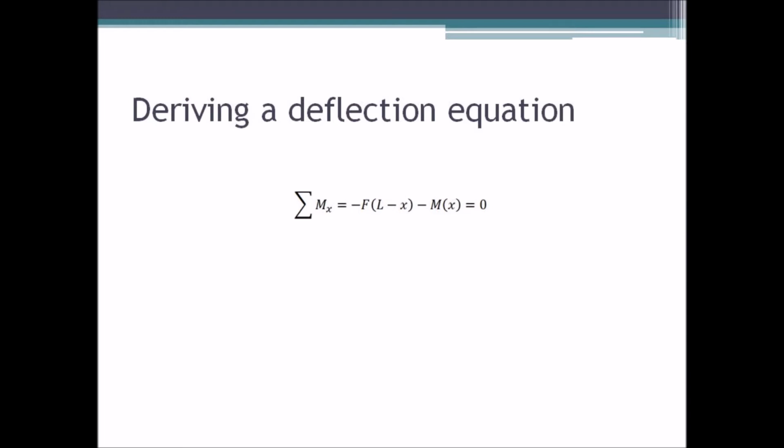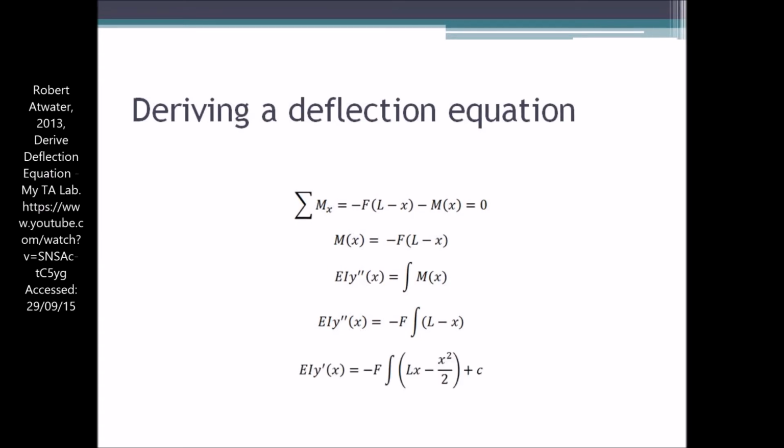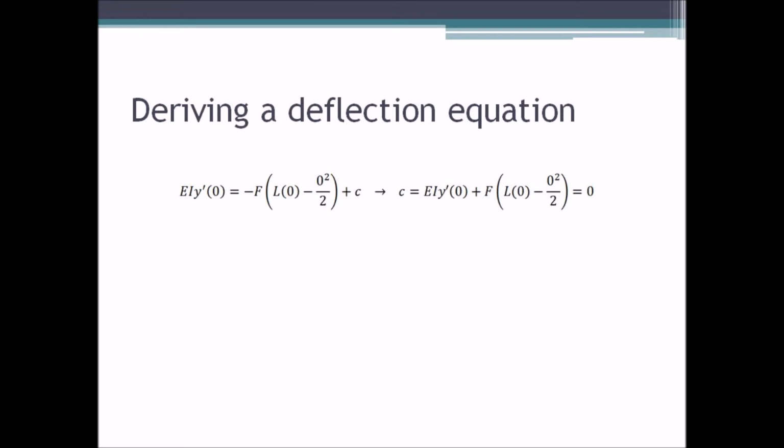To find the equation for deflection, we first need to sum the moments, which will be equal to 0. This will give us our new expression for bending moment, which will finally be equal to negative force times length minus x, x just being any point on the beam. We can substitute this into our equation to find deflection. We need to integrate twice, but first we prove that c is equal to 0. At the fixed end of the beam, it resists rotation. So the slope is going to equal 0, and we can substitute this value in for x. By subbing this value in, we can find that c is equal to 0 as well.